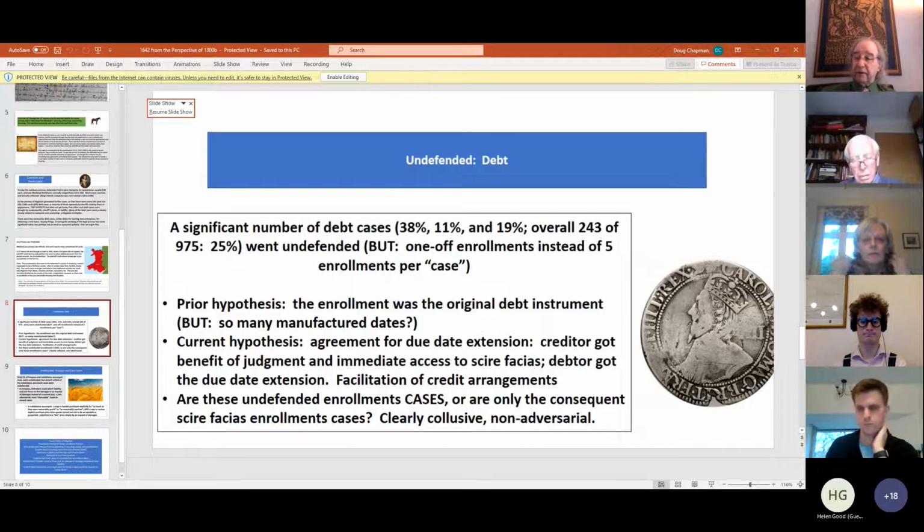And the damages for the immediate judgment are usually fairly small. So my conclusion was, and still is, that these are collusive cases. And when I've talked about this before, I had thought that the enrollment was the original debt instrument. In other words, if I wanted to borrow £100 from you, I would go with you into court, and you would immediately set forth the paper process for debt litigation, and I would just confess owing the debt, and that would mean that if I defaulted, you could use a scire facias and just collect the debt, so that it would kind of enshrine the debt in the legal process.